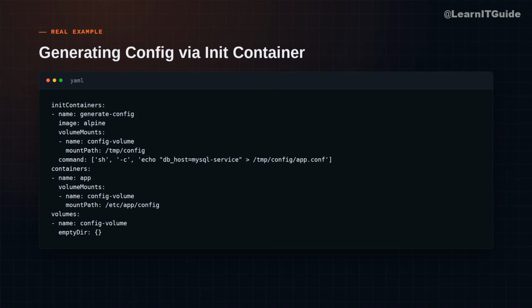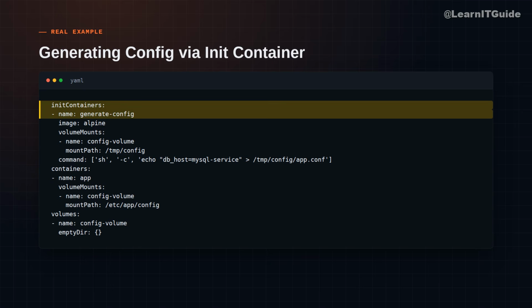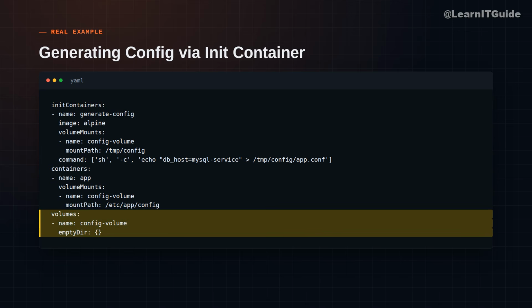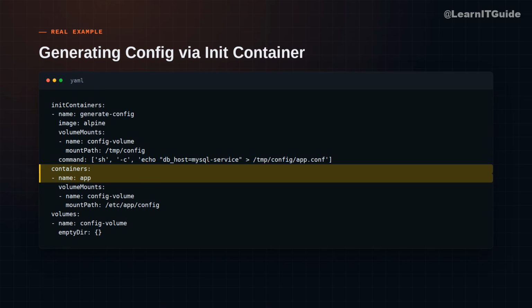Another powerful use case is generating configuration files dynamically. Imagine your app needs a configuration file that includes a dynamically assigned pod IP or a secret key generated at runtime. You can use an init container to write that file to a shared emptyDir volume. Then, your main application container simply mounts that same volume and reads the config. The init container does the heavy lifting, keeping your main image smaller and more secure.